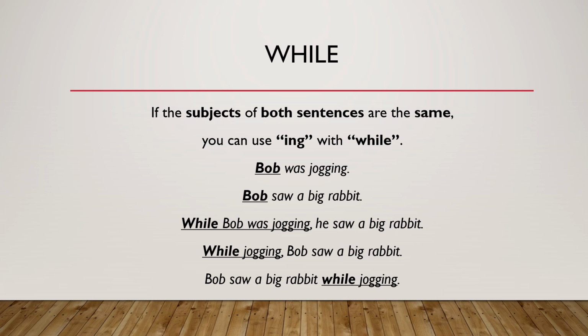If you see ing with while, like in this example, it means the ing word has the same subject as the main part of the sentence. Repeat after me. While jogging, Bob saw a big rabbit. Bob saw a big rabbit while jogging.